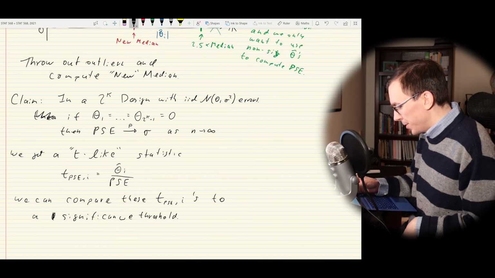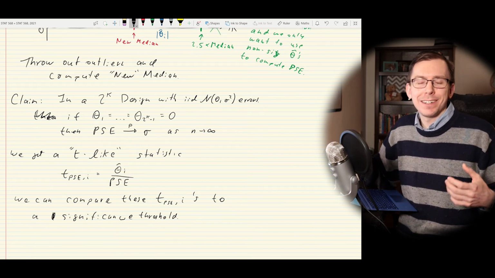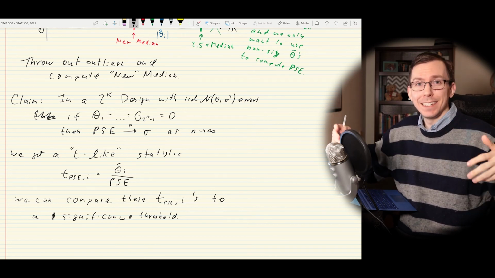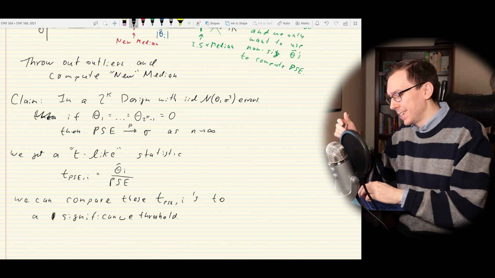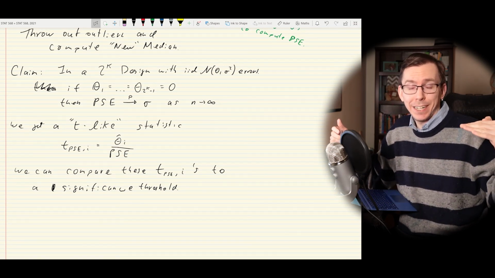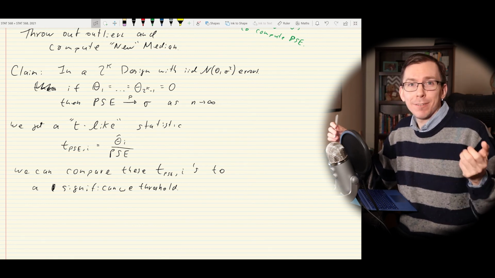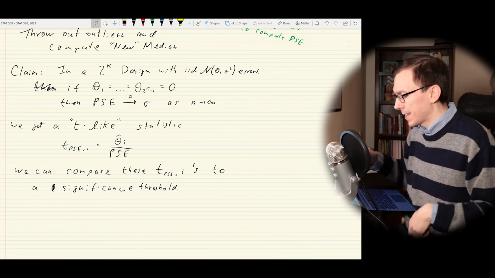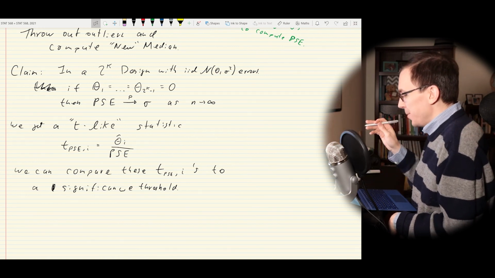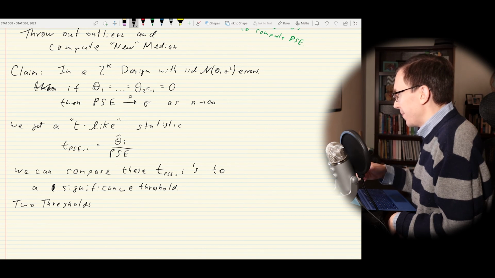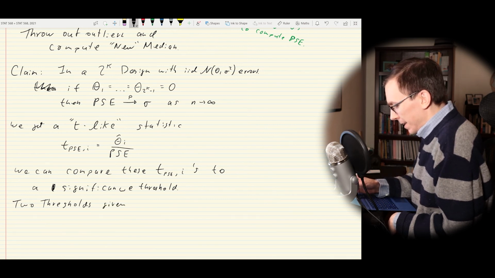So just like we would do with a t-test or a chi-squared test or whatever, we'd pick a threshold and say, if my test statistic exceeds that threshold, it is deemed significant. Reject the null. There is some significant main or interaction effect here. If the estimated effect is not greater than that threshold, then we fail to reject the null. We don't reject the null. There are two different thresholds. We'll say there are two thresholds given some alpha greater than 0, the test size.